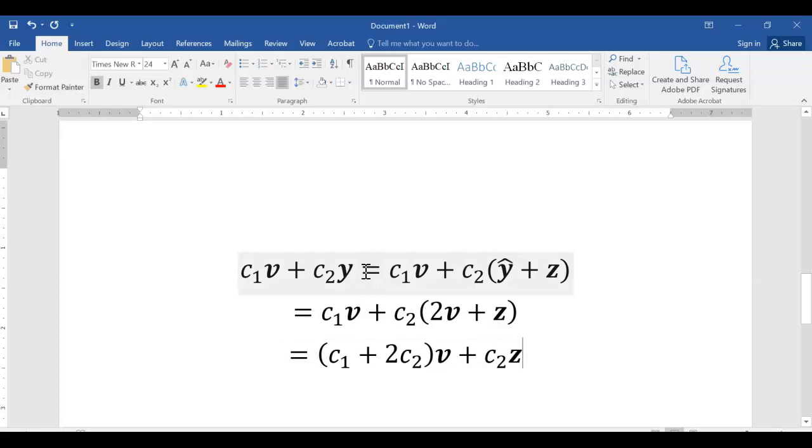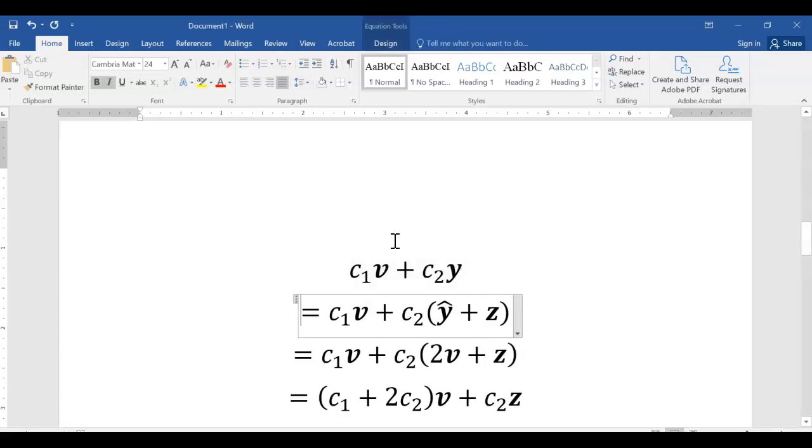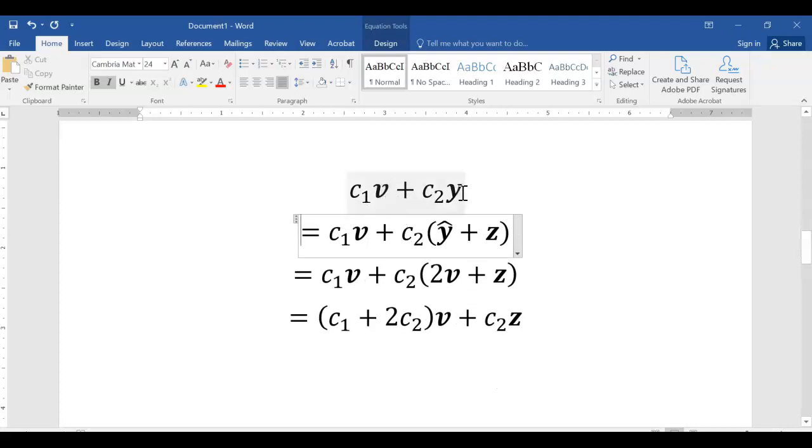Anything that can be written as a linear combination of v and y can also be written as a linear combination of v and z. Moreover, v and z are orthogonal. So if {v, y} is a basis for some subspace W, then {v, z} is an orthogonal basis for that same subspace W.